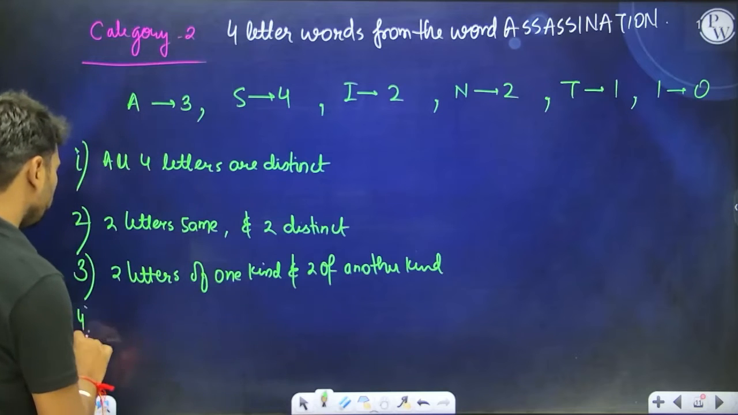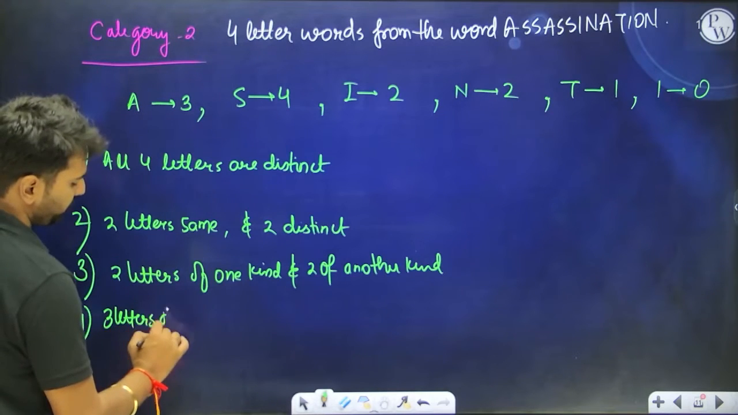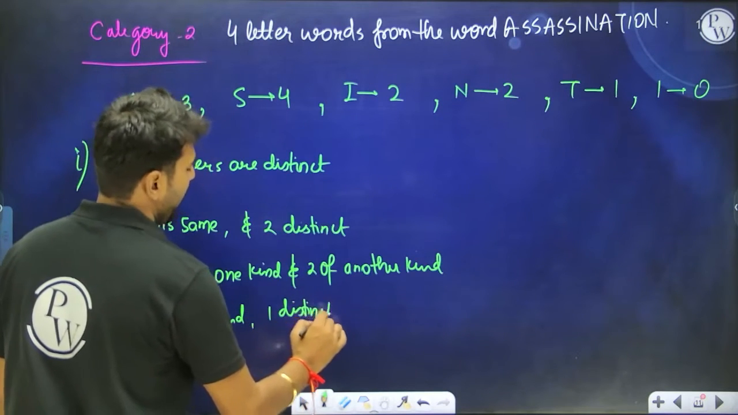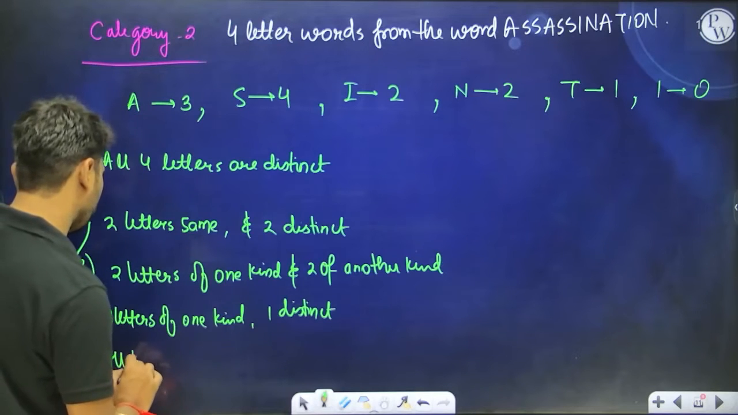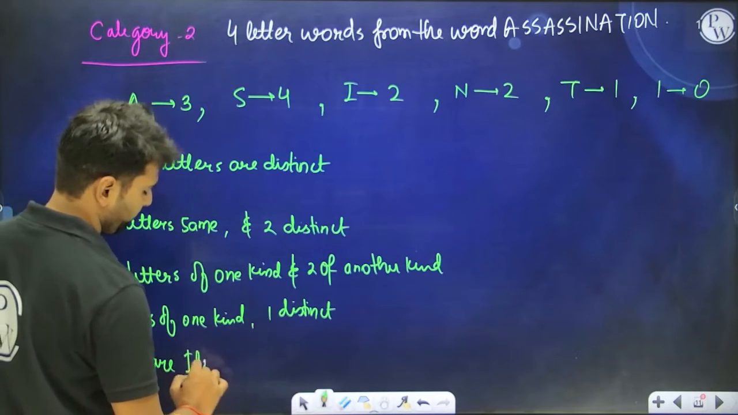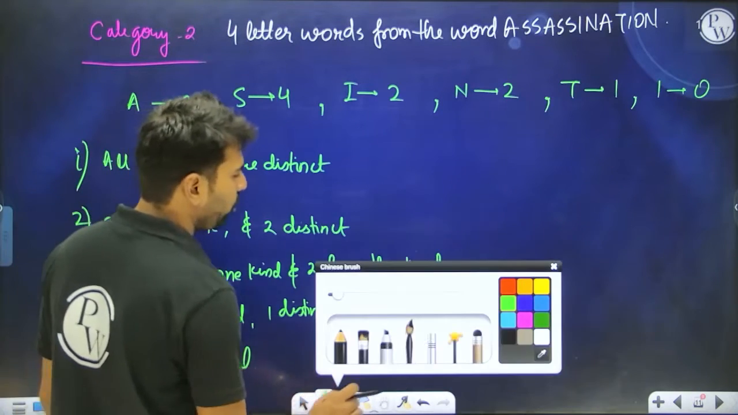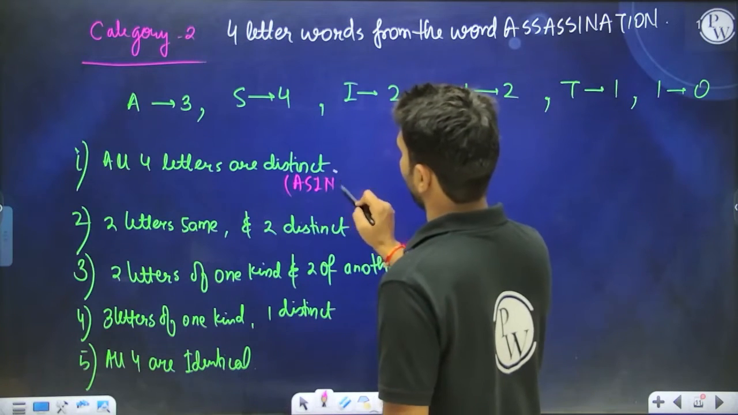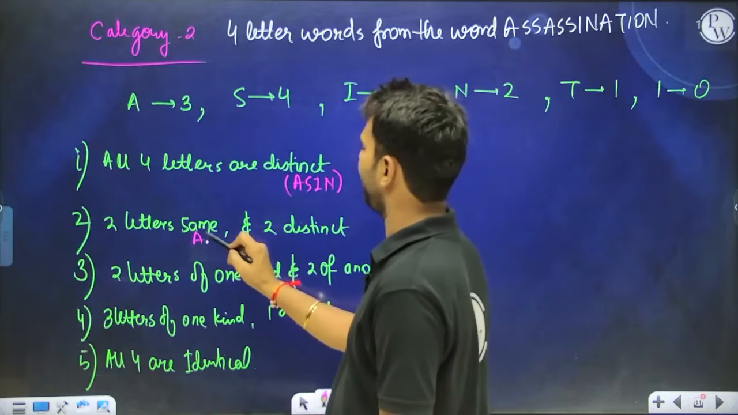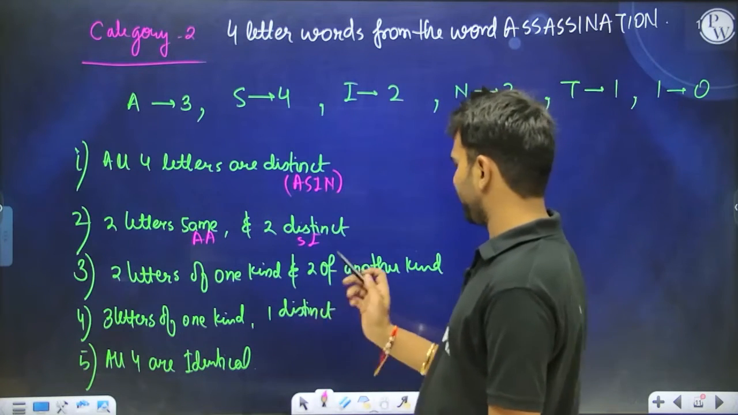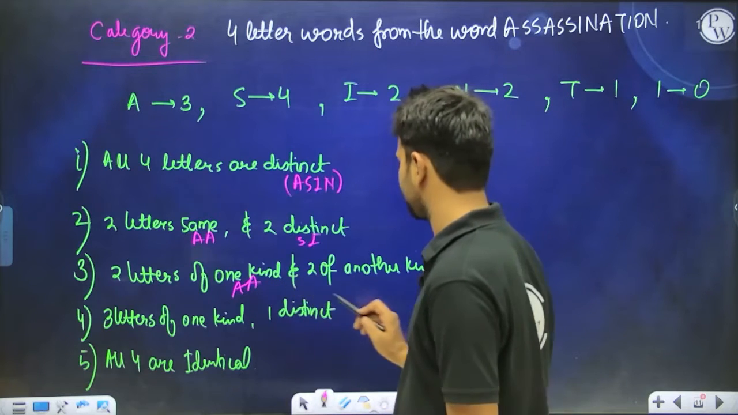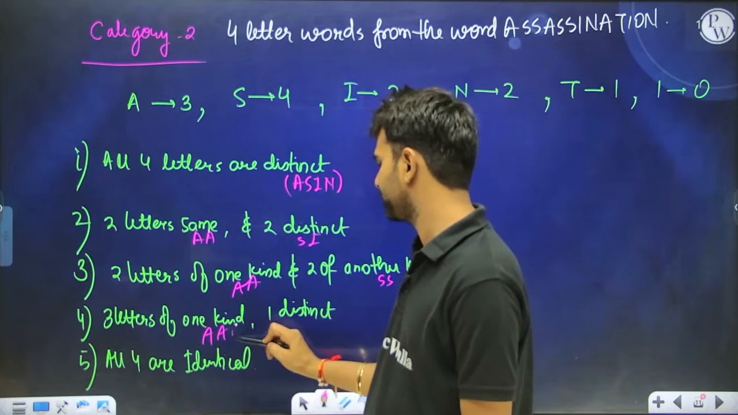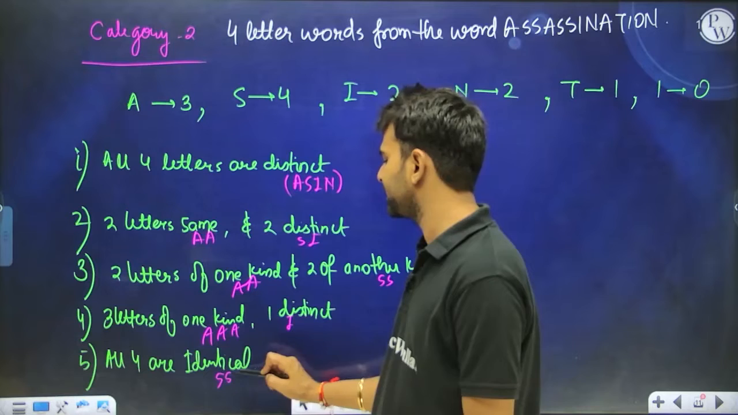Okay, then talking about the fourth one, 3 letters of one kind, 1 distinct, and the fourth one being all 4 are identical. I am giving you an example of all these 4 so that you can keep this in mind. Over here, words like ASIN all are different. 2 letters are same means AA and SI. 2 letters of one kind and 2 letters of another kind means AASS. 3 letters of one kind means AAAI, and 4 letters identical means SSSS.